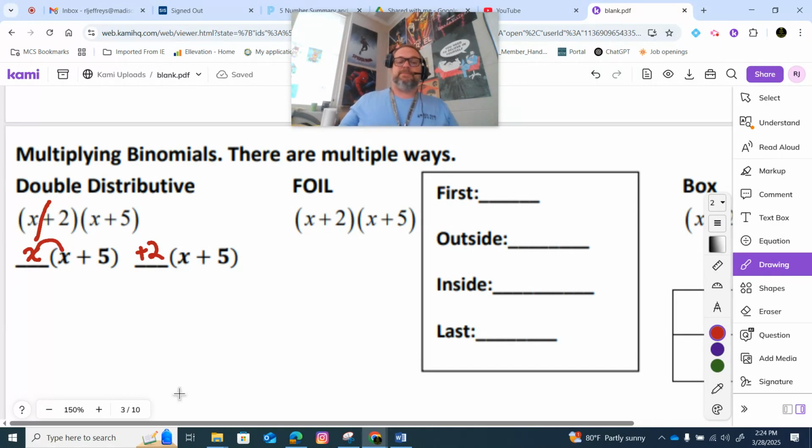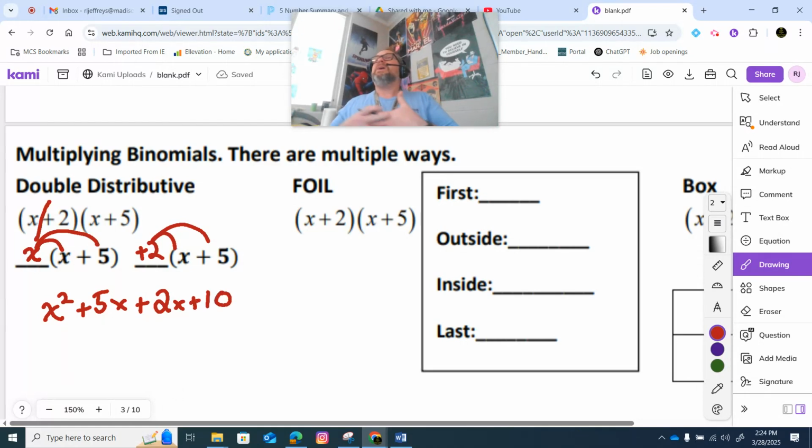So we say x times x, which is x squared. X times 5, which is 5x. Two times x, which is 2x. And 2 times 5 is 10. Now, we have done our multiplication. We're going to have to combine like terms like we learned yesterday.